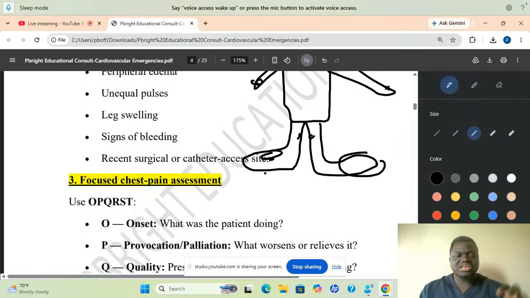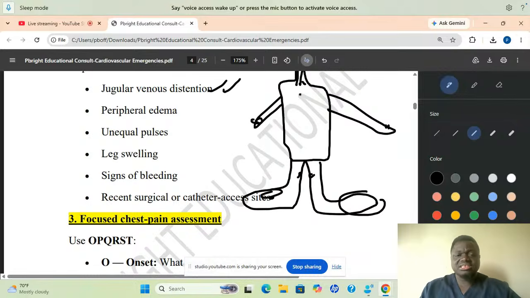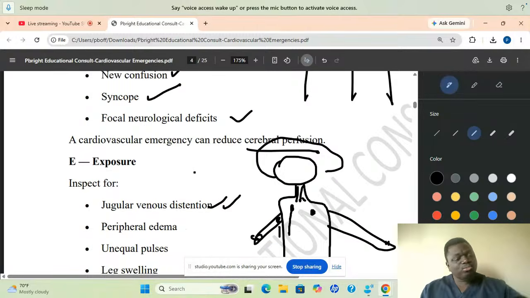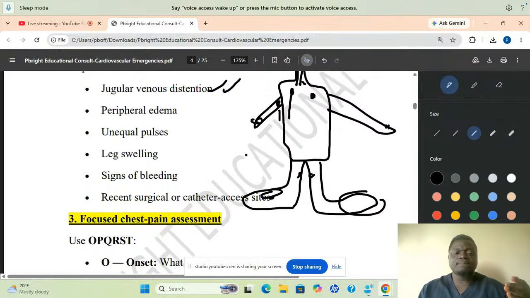Then recent surgical or catheter access sites. Patient has come with a PICC line, you check the site. Patient has come with a hemodialysis line, you check the site. Patient has come with an implanted port, you check if everything is fine. So this is exposure. You have checked everything.